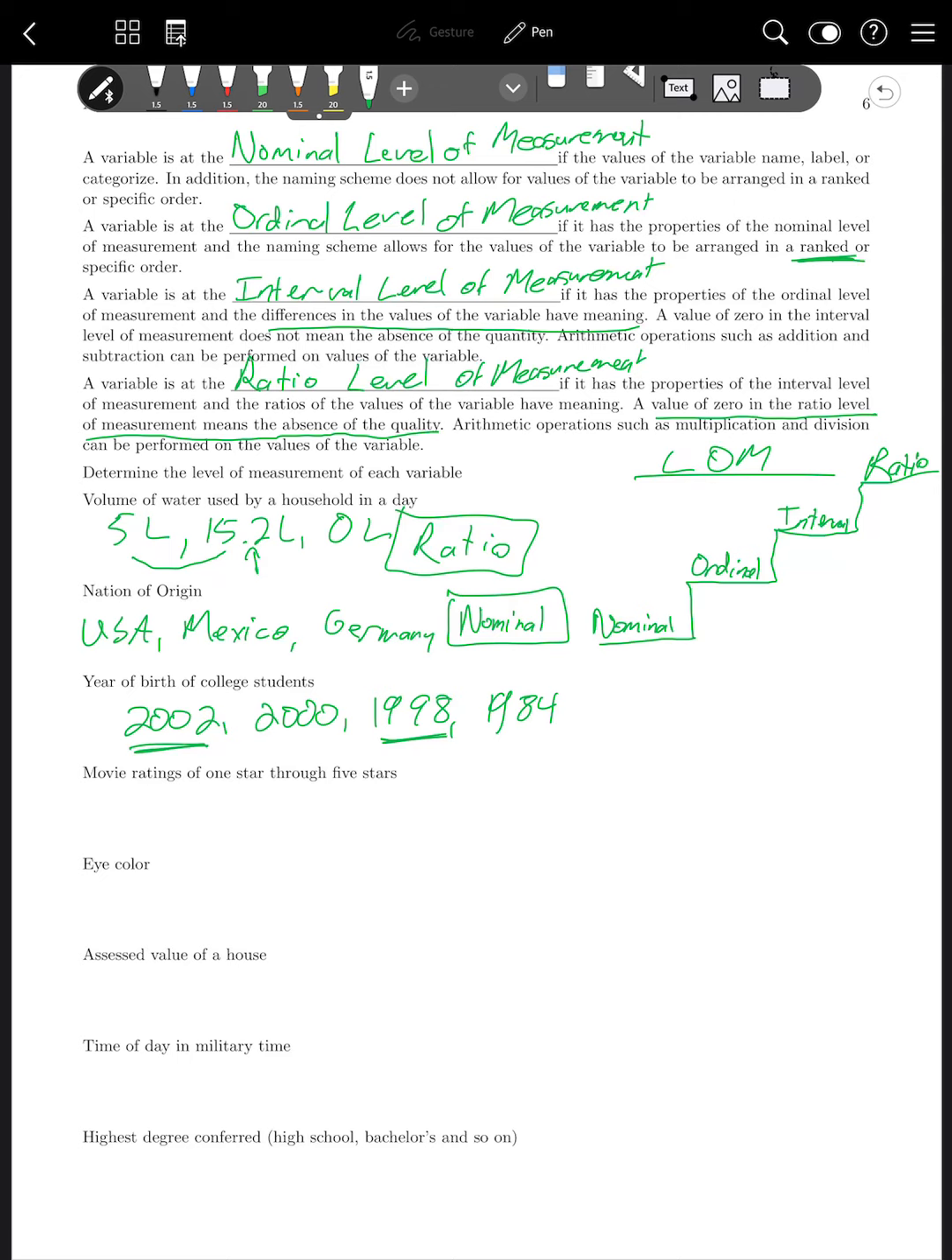Well, in this context, the value 0 is a year. It was 2020 years ago. Does that mean that person wasn't ever born? No. So that means that this is only the interval level. Also notice that in this context, 0 doesn't really make any sense. It's possible that a student was born in 0, but they wouldn't be around by a lot now.